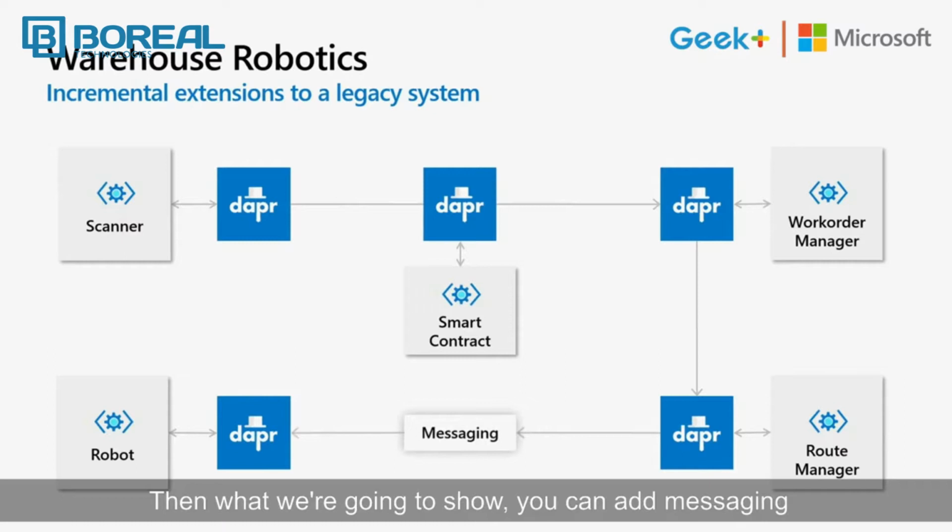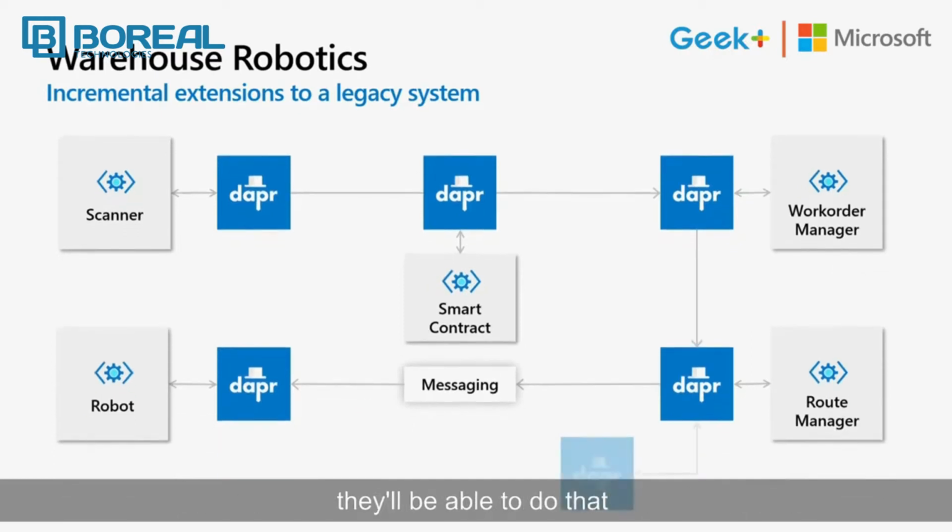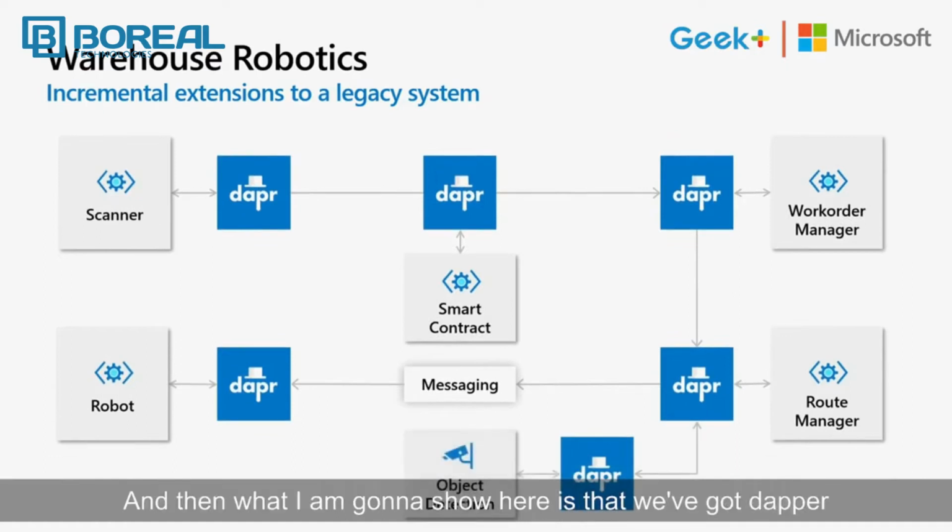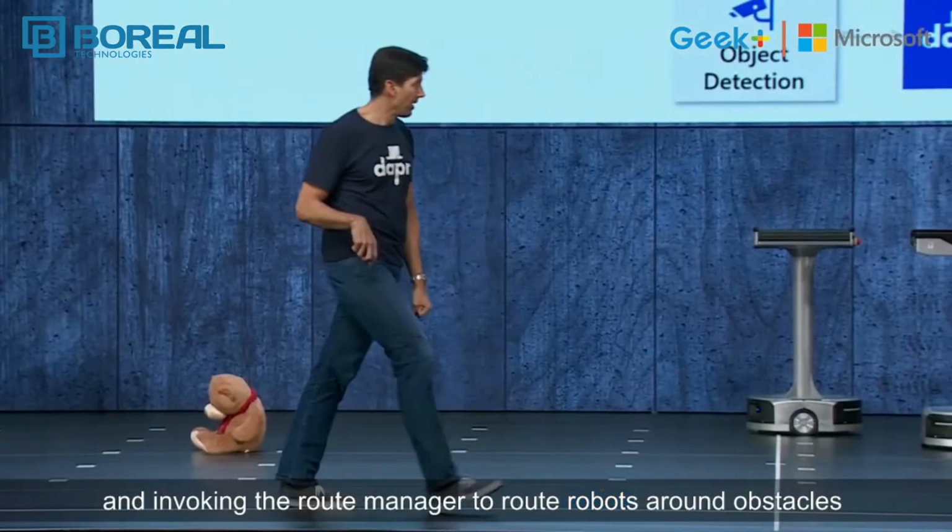And then what we're going to show here, you can add messaging, and so make it more reliable and distributed, because one of the things that GeekPlus wants to do is have some of this now running on the floor, some of it running in the cloud. So they'll be able to do that. And then what I'm going to show here is that we've got Dapr using the Azure Cognitive API, Vision Detection API, running there on the local cluster, detecting objects and then invoking the route manager to route robots around obstacles.